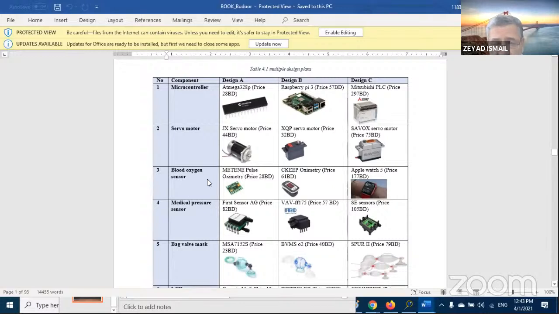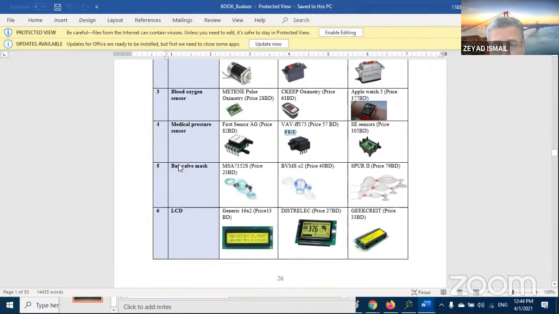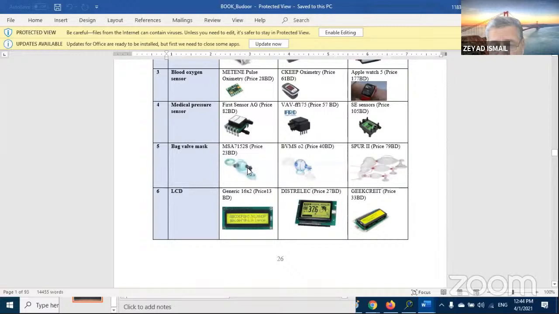And we have a blood oxygen sensor, many types. Maybe some are very professional or very expensive, so they will choose some types in order to compromise between them. Medical pressure sensor here: also some are very professional, and maybe some can be used by students or by commercial users. The bag they are using for oxygen: many types. Screens: many types.